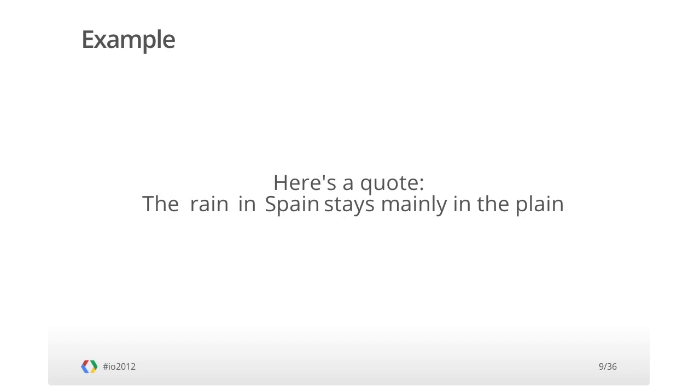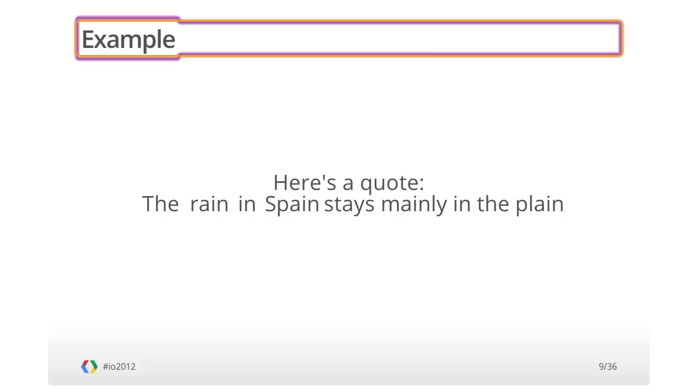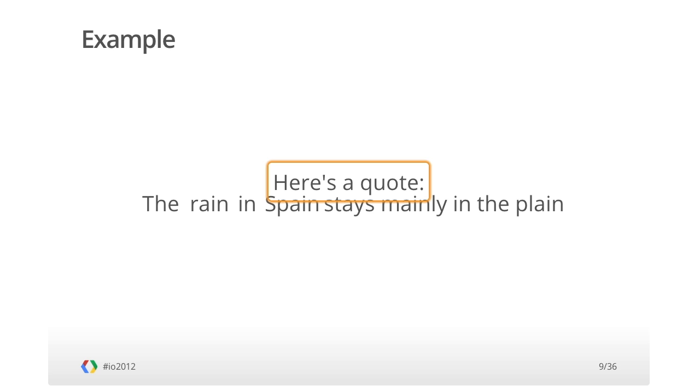So this slide is an example of the things I was talking about. This is a quote that looks like it makes a certain amount of sense visually. The rain in Spain stays mainly in the plain. So let's see how ChromeVox reads it. And remember that ChromeVox, because it's a screen reader, is reading only the DOM. So let's see what ChromeVox does as I move it through the page. Here's a quote article. The plain in rain stays mainly in the Spain. So that didn't make a whole lot of sense.